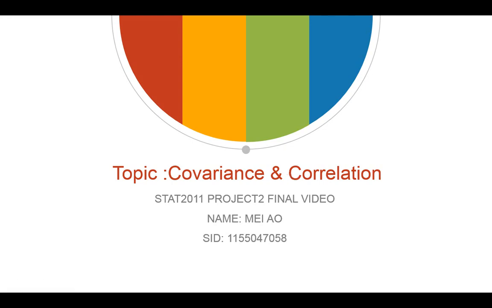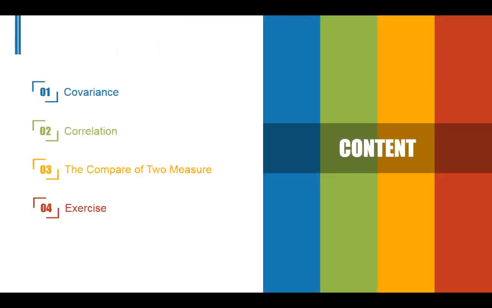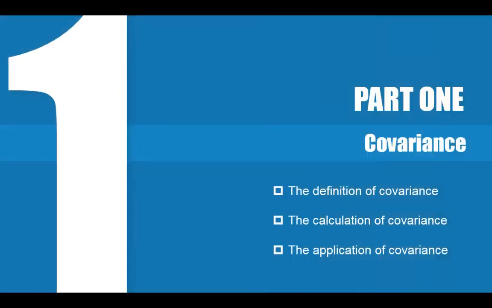The topic of this video is about covariance and correlation. There are 4 parts in this video: covariance, correlation, the comparison of these two measures, and the exercise. Firstly, I will introduce the covariance.